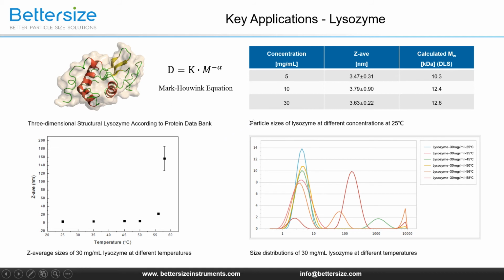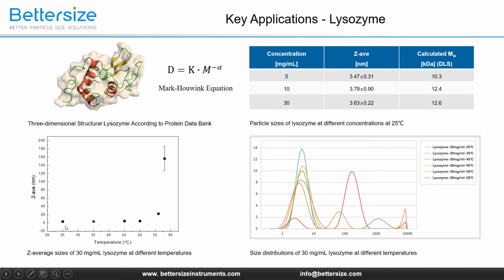As shown in the table, the particle size was measured to be between 3 and 4 nanometers. The molecular weight of lysosome was calculated through the Markov equation using the kappa and alpha constants of lysosome. It can be seen that the calculated molecular weight of lysosome, 12.6 kilodaltons, at the concentration of 30 mg per milliliter, was very close to literature value, which is 14.4 kilodaltons of lysosome.